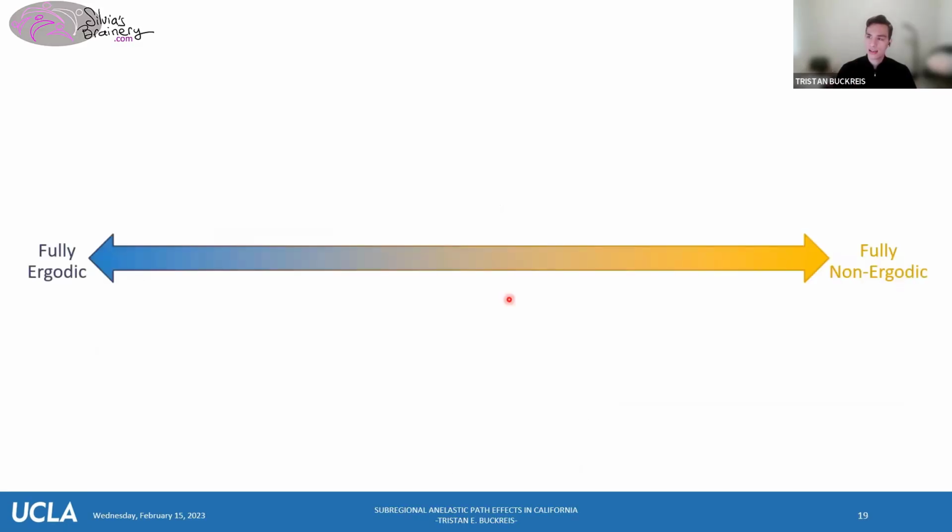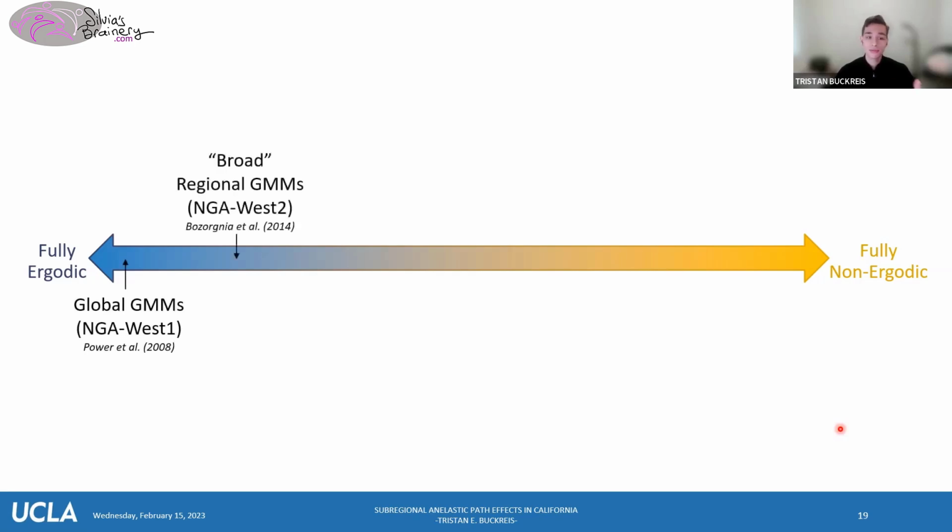I just want to now tie path models into our ergodic versus non-ergodic spectrum. So obviously we have our global ground motion models. They're pretty much fully ergodic. Then we can have our broad regional models, which are a little bit better. We distinguish differences in China versus California versus Japan, but they're still pretty ergodic. Then we have local models. Now we can distinguish Northern California from Southern California a little bit better.